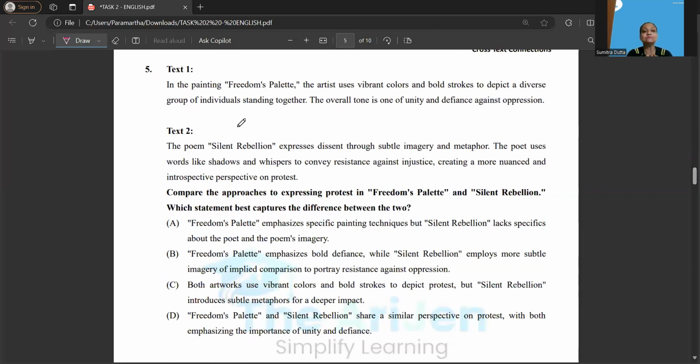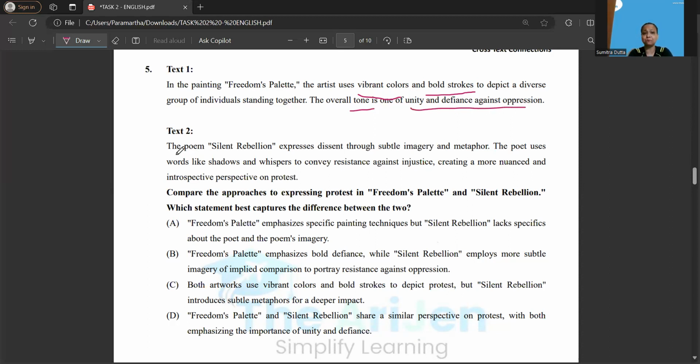In the painting, question number 5, Text 1: in the painting Freedom's Palette, the artist uses vibrant colors and bold strokes to depict a diverse group of individuals standing together. So there's a painting, Freedom's Palette, and what the artist uses: vibrant colors and bold strokes. Please underline the keywords in the text. The overall tone is one of unity and defense against oppression. What is the tone? The tone is of unity and defense against oppression in this painting.